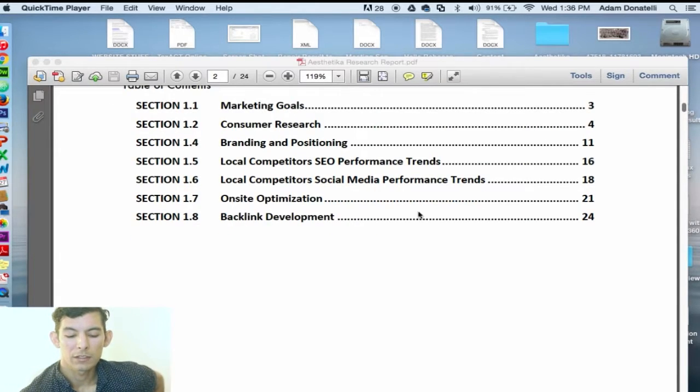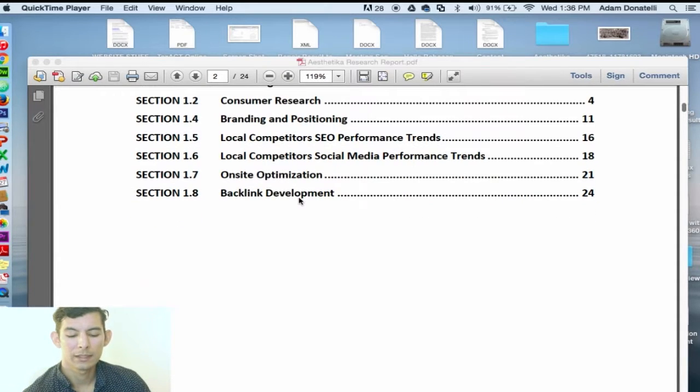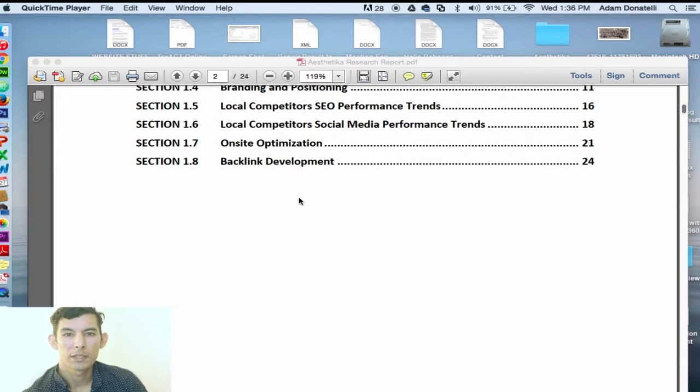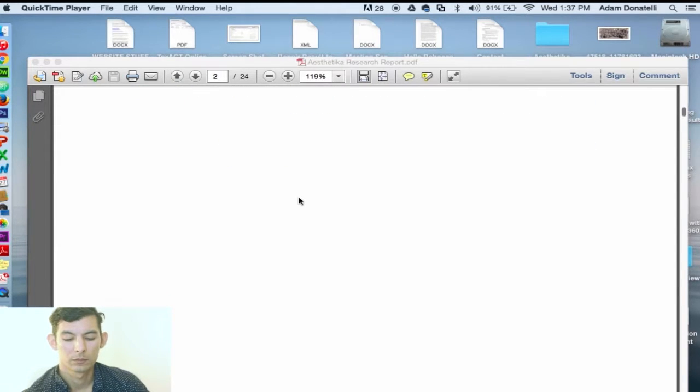Okay, looking at on-site optimization opportunities for the website, and then the backlink development opportunities, which are other websites that we can be associated with and include links into to be pointed to our own site, which Google puts a lot of value into, okay, for ranking performance.